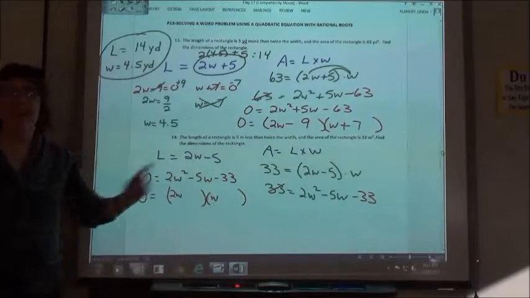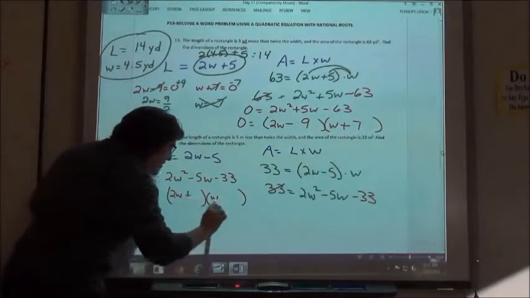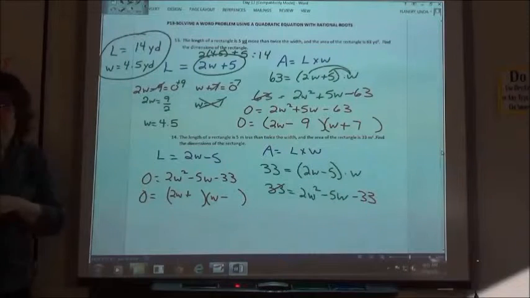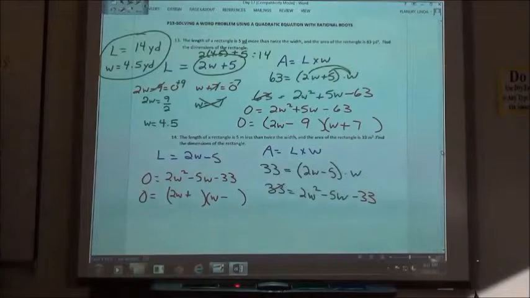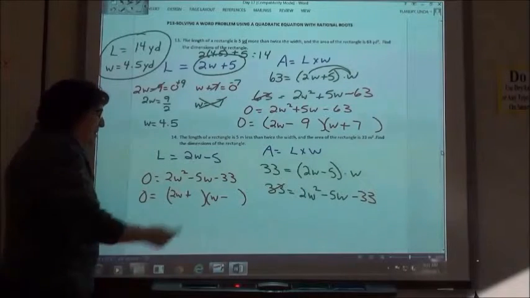The end is negative, so I'm going to have a positive and a negative, one of each, right? Positive times a negative is a negative on the end. Factors of 33, I want to get a minus 5 in the middle. What times what is 33? 11 times 3, I like those numbers. Which order do I need to put them in? And we're trying to get 5.